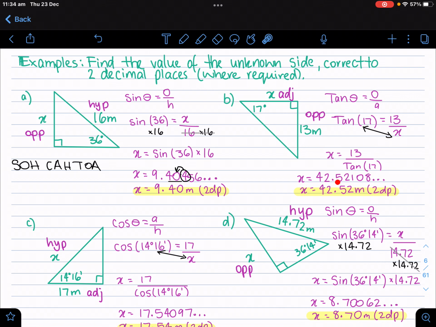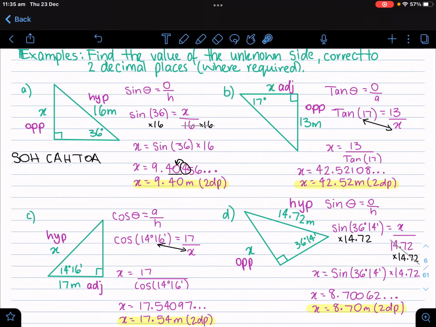So I have 5, 2, and then a 1. Because that's a 1, that stays a 2. So I have 42.52 meters. I found the unknown, that x there, to be approximately 42.52 meters. And I say approximately because I've rounded off. It's not the exact. Let's go on to example C.